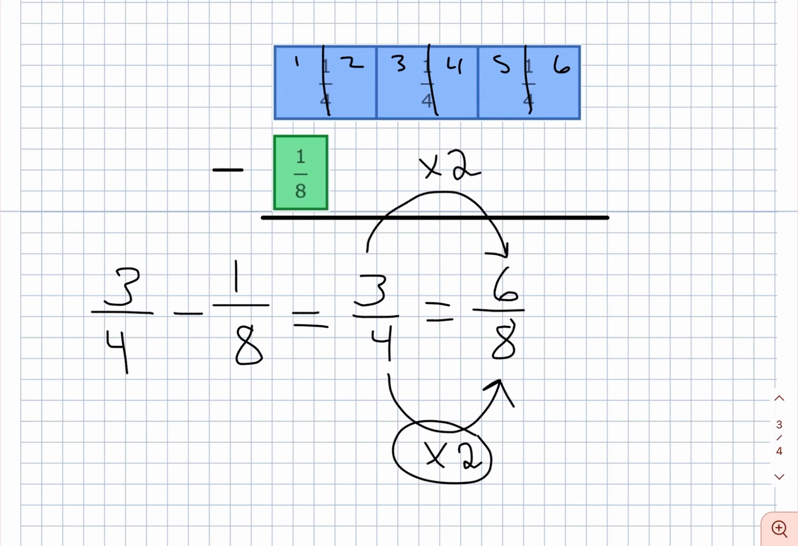And I'm subtracting 6/8 minus 1/8. So I'm taking 1/8 away. How many eighths are left now? How many eighths do I have left over? It's pretty simple. That would be 5/8 left over.